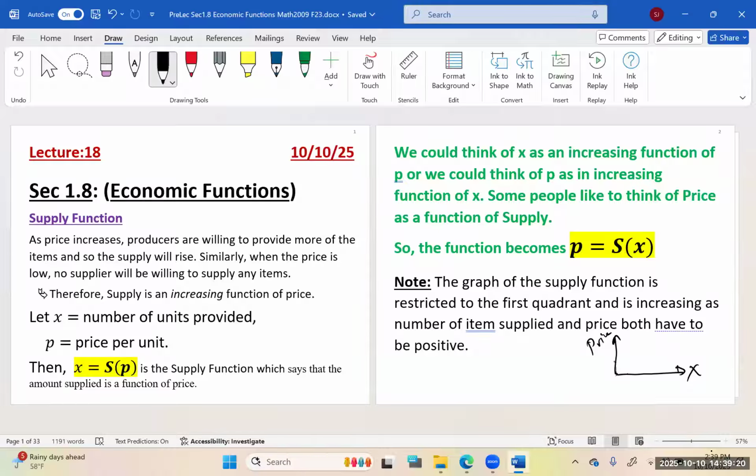How do you even say that? It says that the amount supplied is a function of price. So amount of supply is a function of price. Means P is independent and X is dependent. So for this case, you can write P is here and X is there.